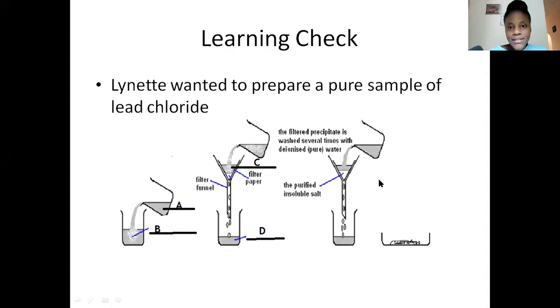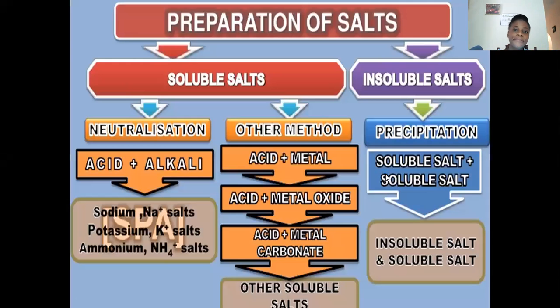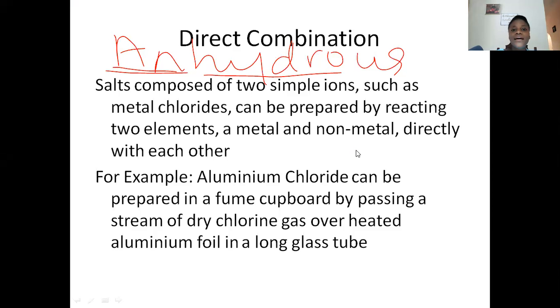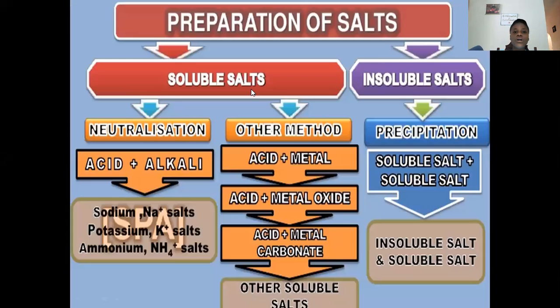Okay. So again, you mix the two solutions, you filter it, then you place the residue to dry, and you're done. All right, that's it. Okay. So we're going to stop here. And next class, when you come, we're going to talk about soluble salts now. So we're done with insoluble salts, and we're going to go full speed ahead on how to do soluble salts.